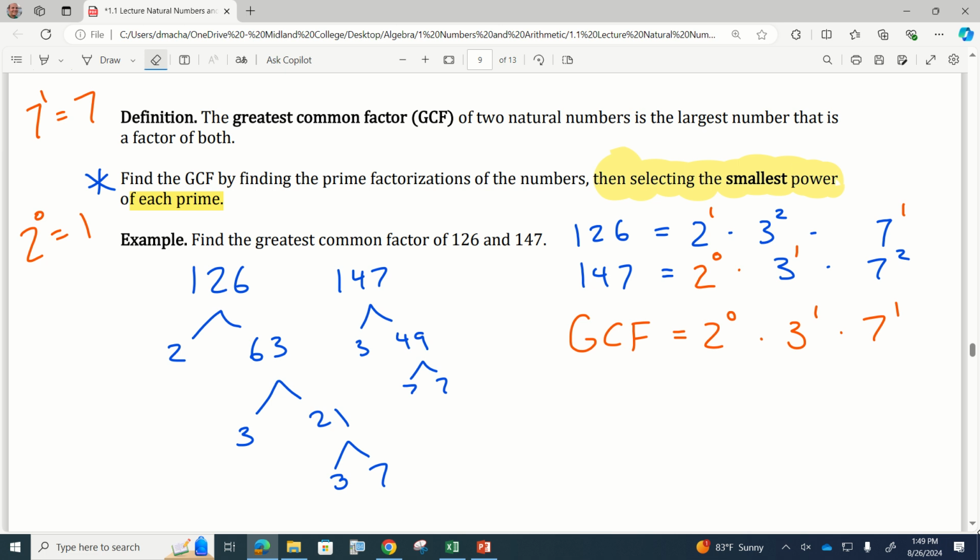That's exactly what I mean when I say select the smallest power of each prime. That's what I'm talking about. So 2 to the 0 power, that's just 1. 3 to the 1 power, and 7 to the 1 power. My greatest common factor is 21.